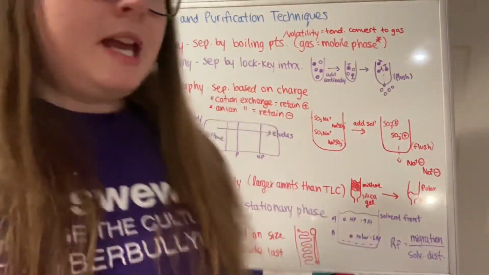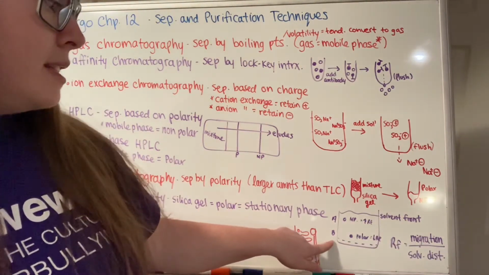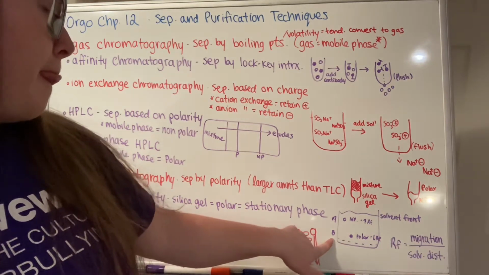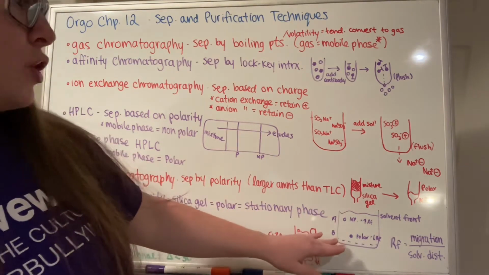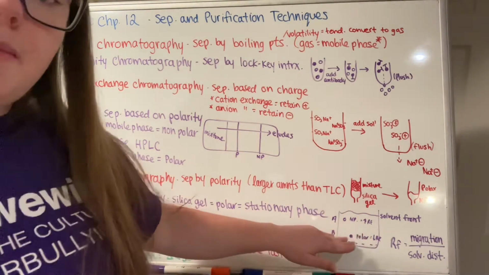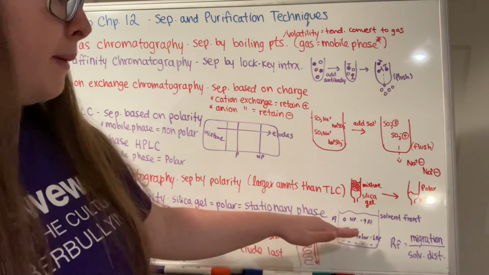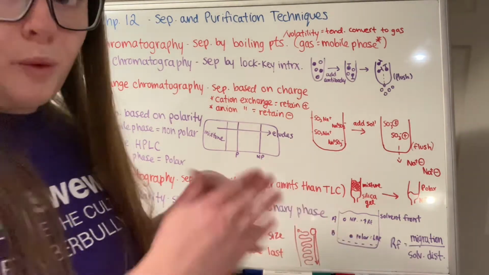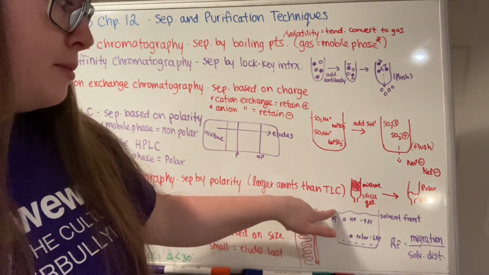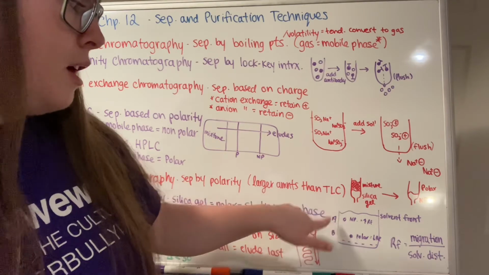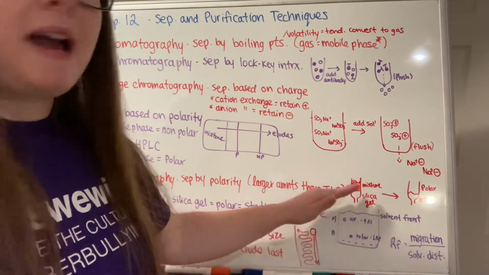So what you'll see here is a card, and you're going to have your mixture down here. You have this on a polar stationary phase. So the polar molecules in your mixture will stay at that stationary phase, but the non-polar substances will move further away, which means the non-polar substances would be up here with the solvent front. So basically you can separate based on polarity by looking at the distance migrated.